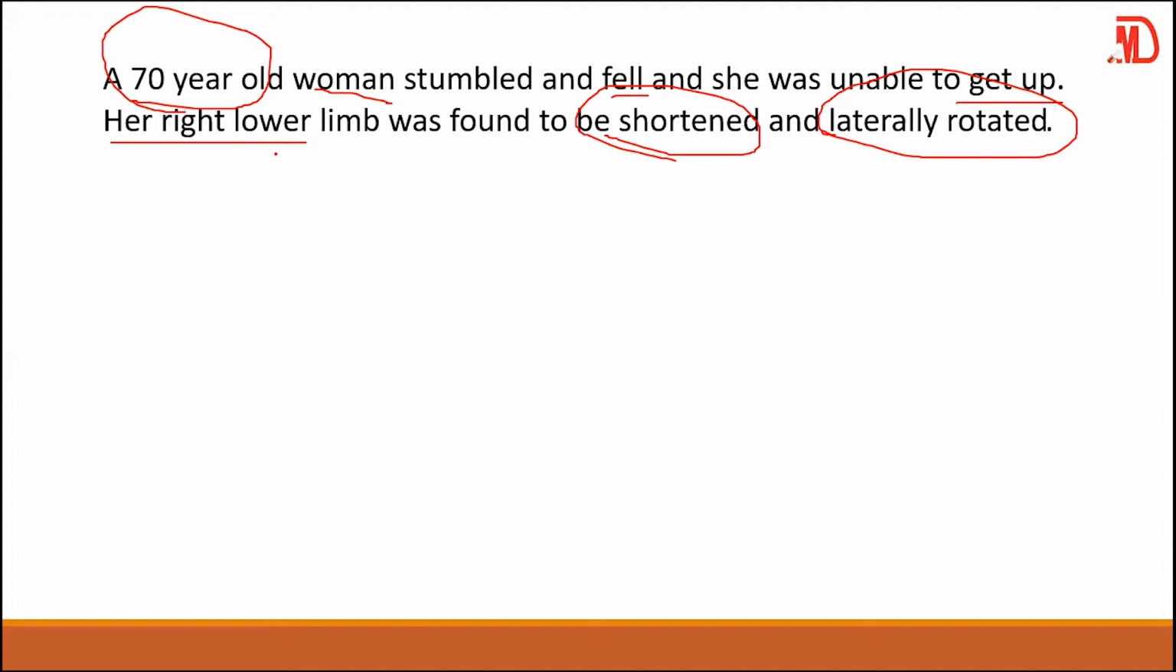So what comes to your mind? This is very, very common in our settings. A lot of old age people fall, and then funny enough, they cannot do anything again. So you should always be on high suspicion when somebody falls like that. So what should you be thinking about?